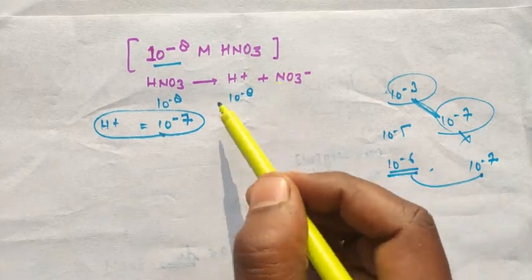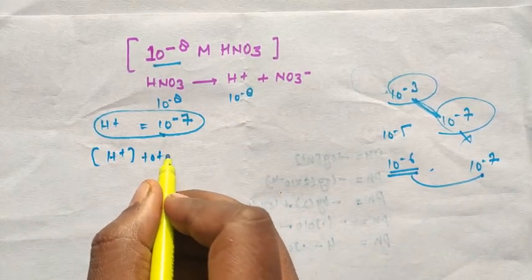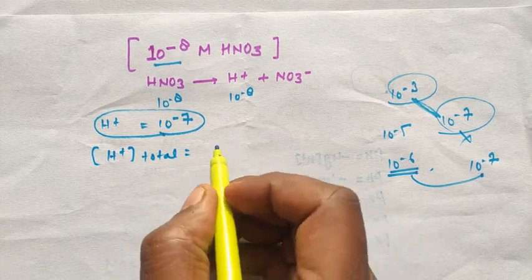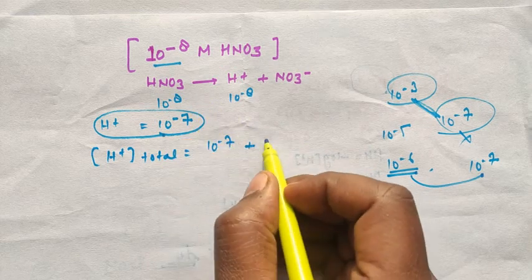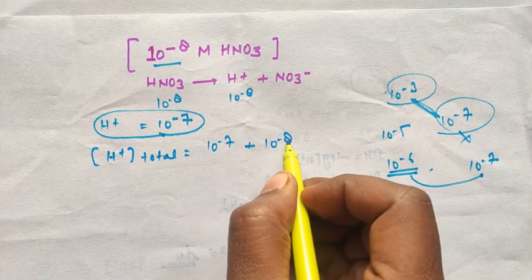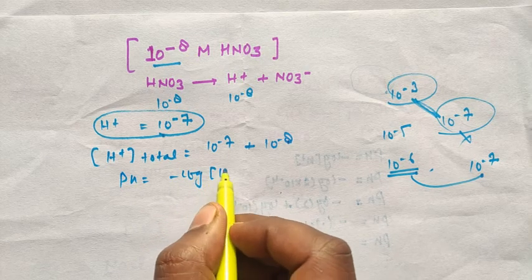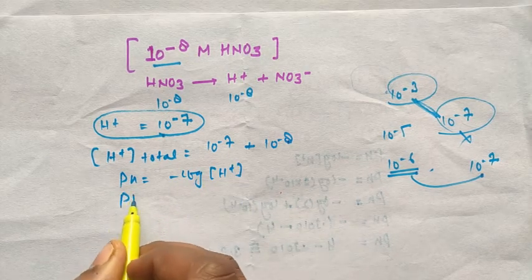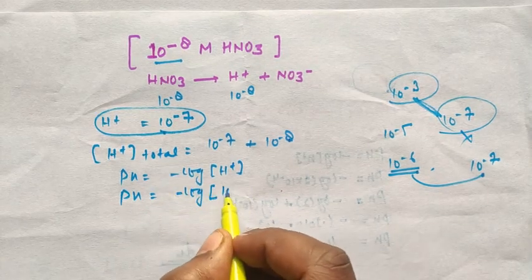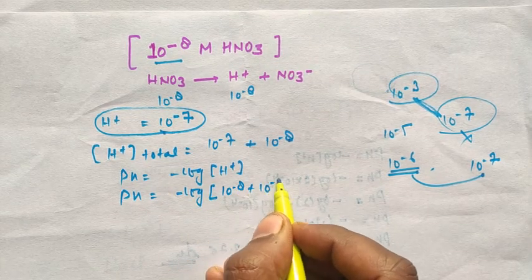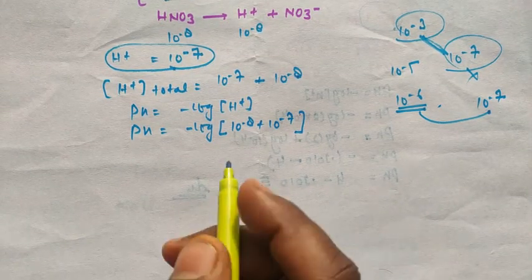Now the total H plus, what is it? From water it is 10 to the power minus 7 plus from this 10 to the power minus 8. Now you can easily calculate, pH is equal to minus log H plus. So pH is equal to minus log of 10 to the power minus 8 plus 10 to the power minus 7. Now let us solve it.